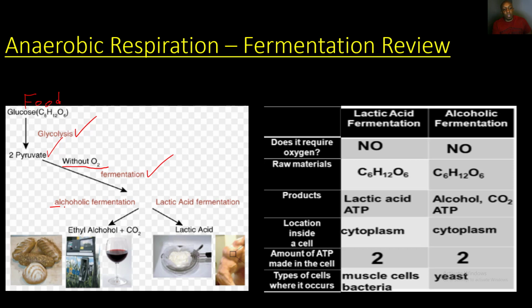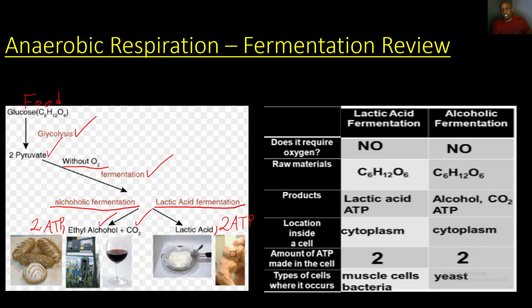So we have two types. We have the alcoholic fermentation that we discussed, and we have the lactic acid fermentation. And in alcoholic fermentation, we end up getting 3 products. We get the ethyl alcohol, we get the carbon dioxide, and we also get that 2 ATP that is produced. And then in lactic acid fermentation, we have 2 products. We have lactic acid, and then we have those 2 ATP that are produced.